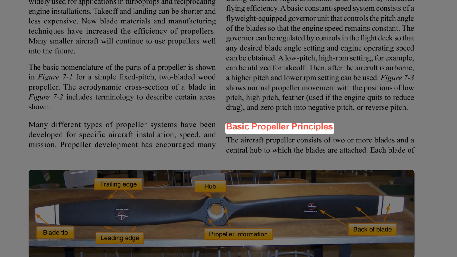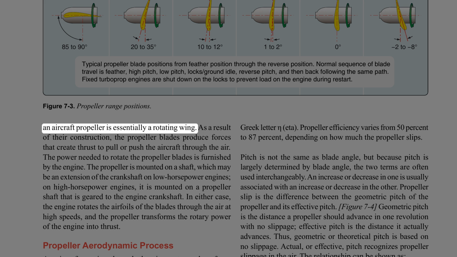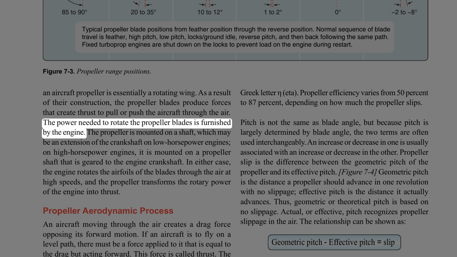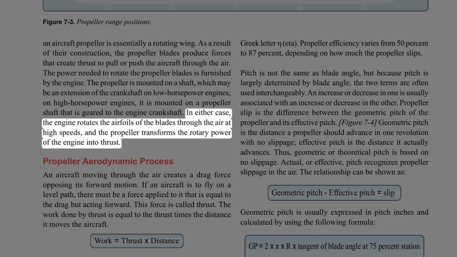Basic propeller principles. The aircraft propeller consists of two or more blades and a central hub to which the blades are attached. Each blade of an aircraft propeller is essentially a rotating wing. As a result of their construction, the propeller blades produce forces that create thrust to pull or push the aircraft through the air. The power needed to rotate the propeller blades is furnished by the engine. The propeller is mounted on a shaft, which may be an extension of the crankshaft on low-horsepower engines. On high-horsepower engines, it is mounted on a propeller shaft that is geared to the engine crankshaft. In either case, the engine rotates the airfoils of the blades through the air at high speeds, and the propeller transforms the rotary power of the engine into thrust.